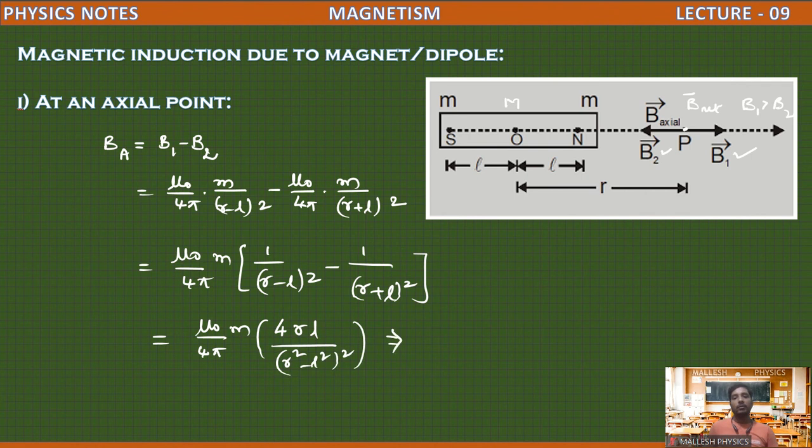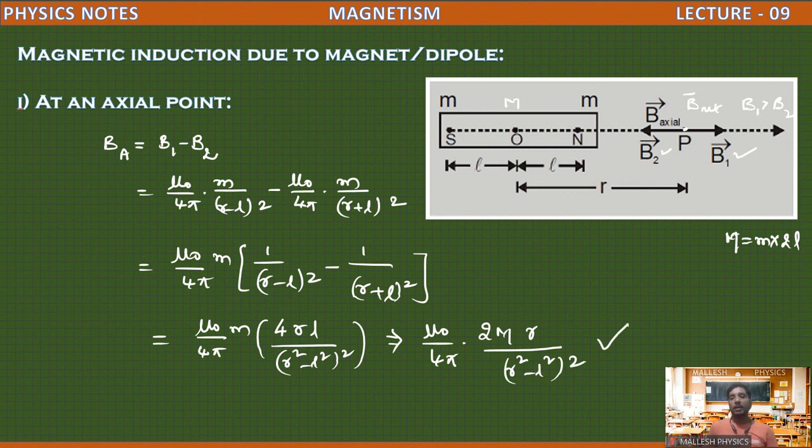Here we can replace small m into 2L with capital M. You know the formula, capital M is equal to small m into 2L. So it becomes mu naught by 4 pi into 2 capital M R divided by R square minus L square whole square. This is the formula. If you compare the distance of this point with the length of the magnet, R is much greater than L, so we can write the formula for a short bar magnet.